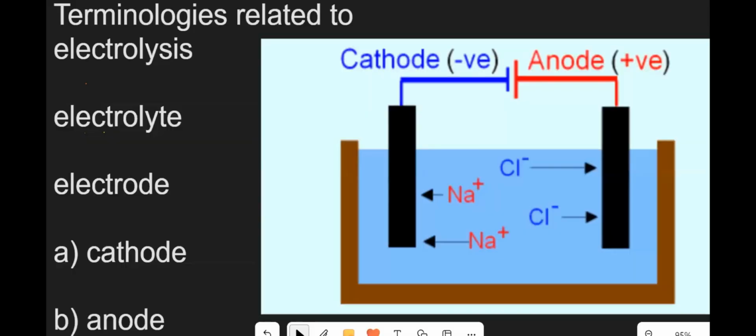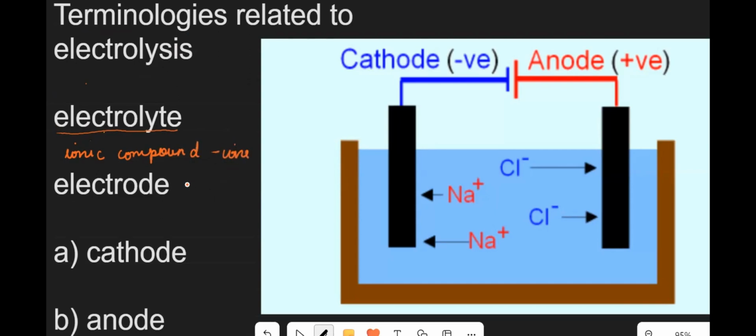before we actually understand how electrolysis takes place. So here are some of the terminologies related to the process of electrolysis. First of all, we have the terminology electrolyte. Electrolytes are your ionic compounds. Now, ionic compounds are made up of ions, right?